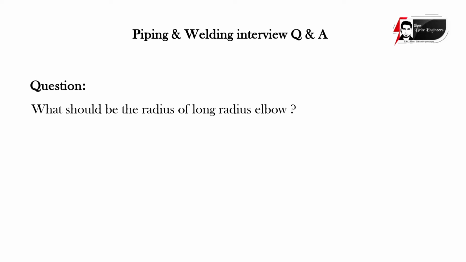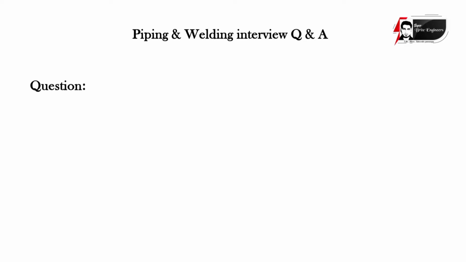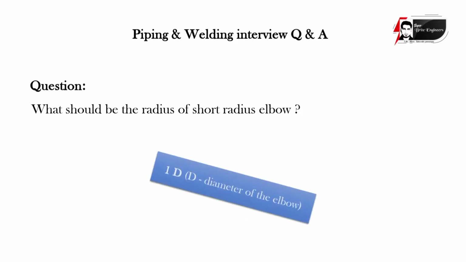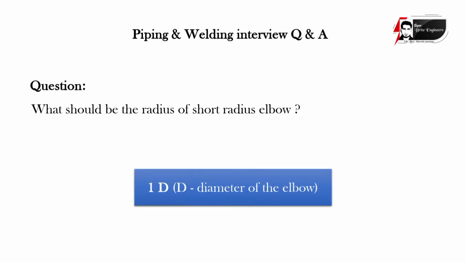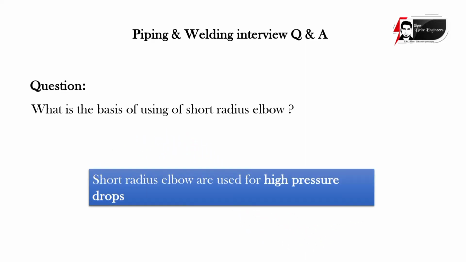What should be the radius of a long radius elbow? 1.5 D. D means diameter of the elbow. What should be the radius of a short radius elbow? 1 D. D means diameter of the elbow. What is the basis of using the short radius elbow? Short radius elbows are used for high pressure drop.